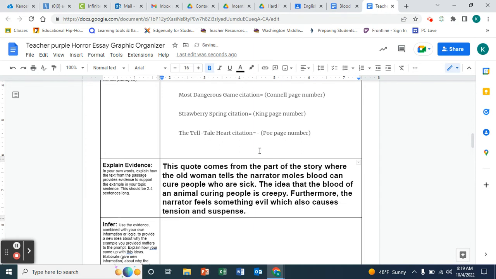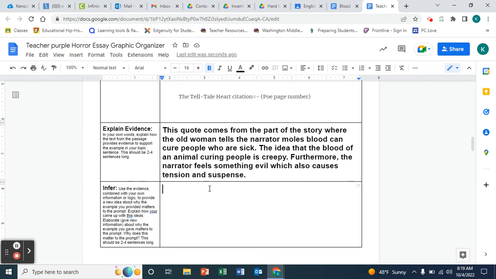So this quote comes from the part of the story where the old woman tells the narrator mole's blood can cure people who are sick. The idea that the blood of an animal curing people is creepy. Furthermore, the narrator feels something evil, which also causes tension and suspense. So that is the reason why I explained it, and it proves the point.